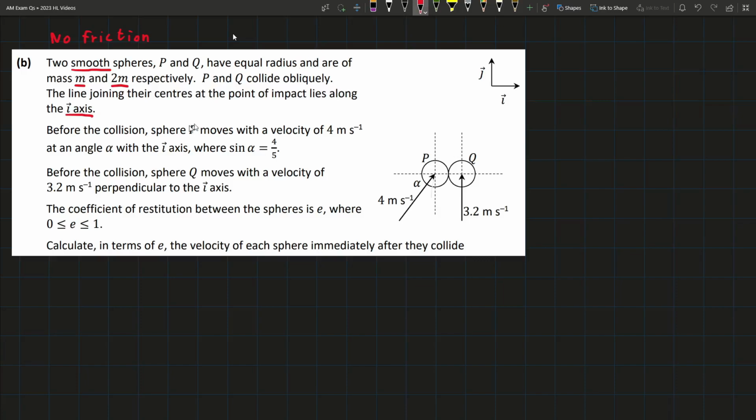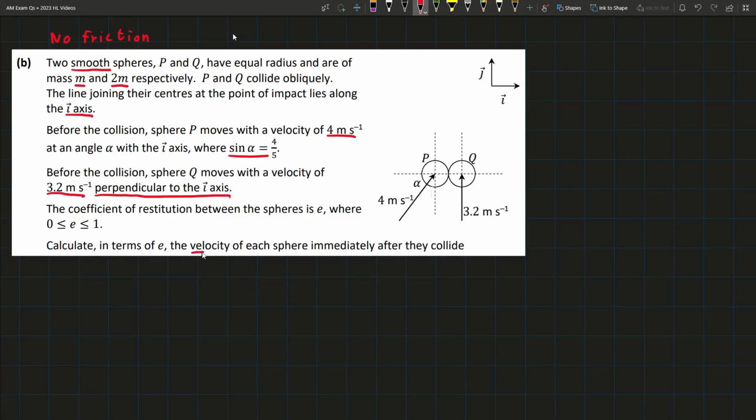Before this collision, sphere P has a velocity of 4 at an angle alpha, where sine of alpha is 4/5. So that's a nice 3, 4, 5 triangle. And before the collision, sphere Q moves with a velocity of 3.2 meters per second. That's perpendicular to the y-axis. So that means it's only moving up.